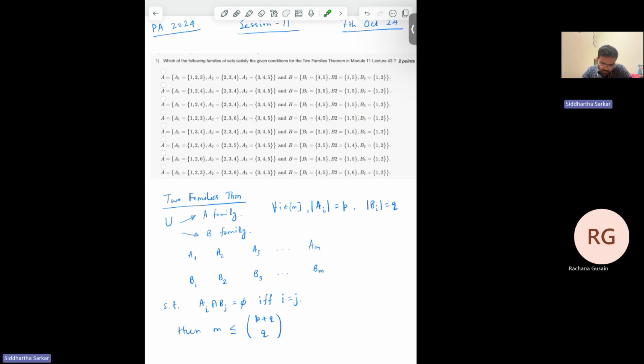Now we are left to verify whether the condition is satisfied with respect to A3. So let's look at A3 and B3. Is there any common element?